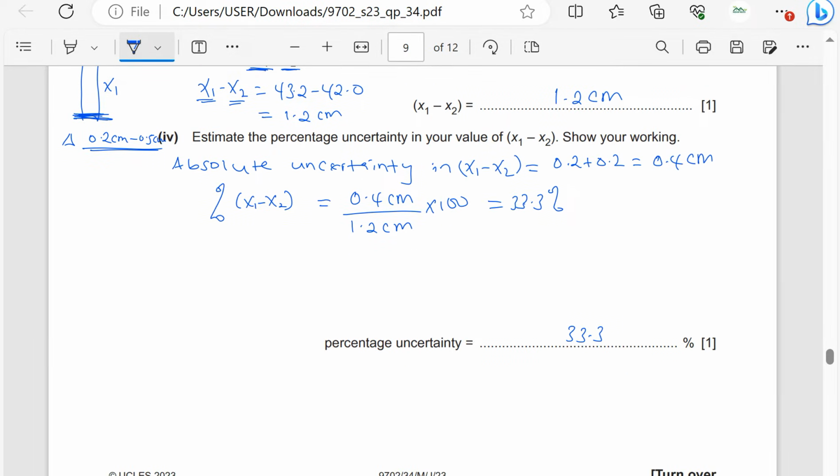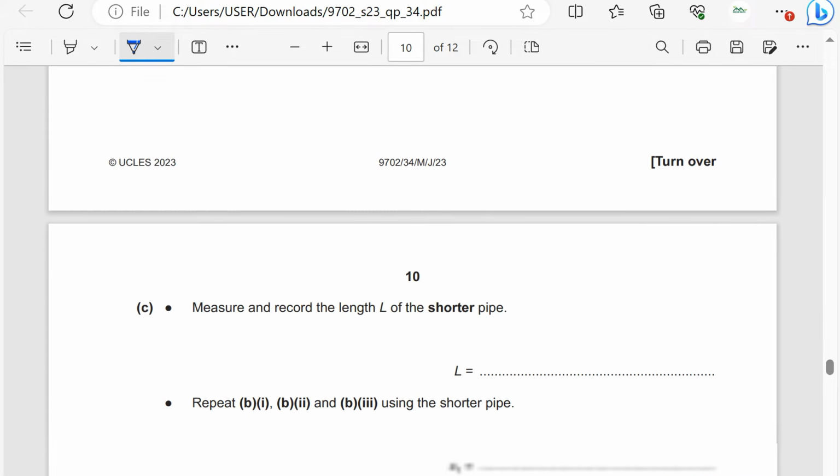But remember, the answer here may not be exactly the same, but the method is what is very important. If using half of the range is very hard, just remember that for a ruler, the absolute uncertainty is between 0.2 centimeters to 0.5 centimeters, and any value in that range, 0.2 to 0.5, will always be accepted. So you just take one value in that range as the absolute, which is going to give you the percentage. Then measure and record the length L of the shorter pipe.